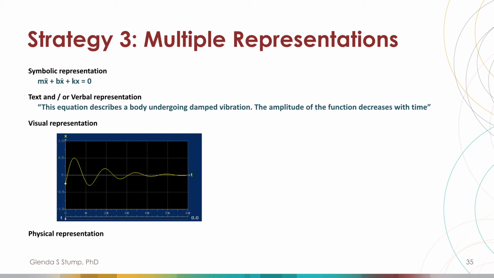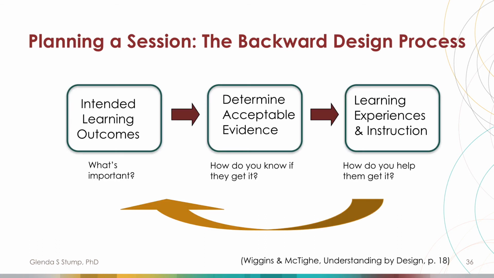text description. And here you can see multiple modes of a damping equation represented symbolically, also represented by text or verbal representation, a visual representation, and this also happens to be a simulation that students could interact with, and finally you could use a physical representation, something such as a rubber band that's attached to something and you can show it vibrating. We'll move on now to planning a session using a process called backward design.